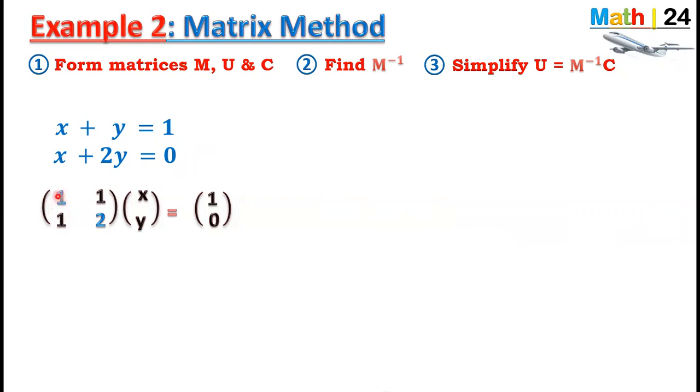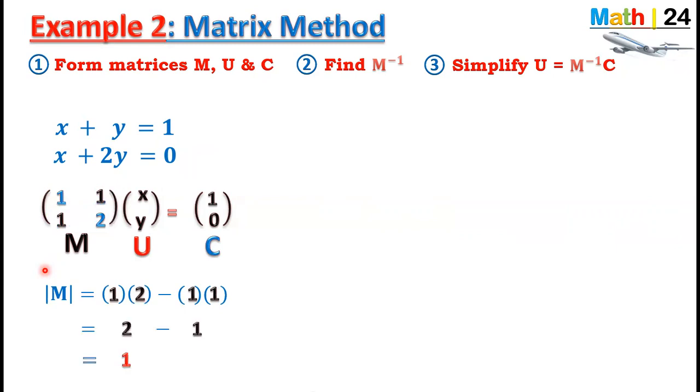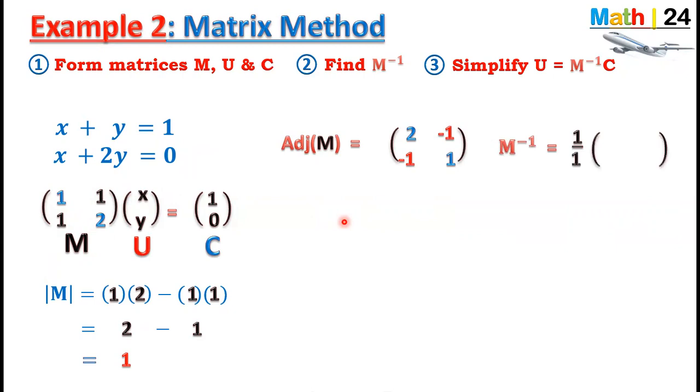Now find the determinant of this matrix. 1 times 2 minus 1 times 1. So the determinant of matrix M is 1 times 2 minus 1 times 1. That gives us 1. The determinant is 1. Now we look for the adjugate of M. Change the position of leading diagonal entries, swap their positions. Instead of 1 and 2, I'll now have 2 and 1, and then change signs in front of the off diagonals, -1 and -1. Find the inverse, step 2. Inverse will just be 1 over determinant times adjugate, 1 over 1 times that, which is the same thing.